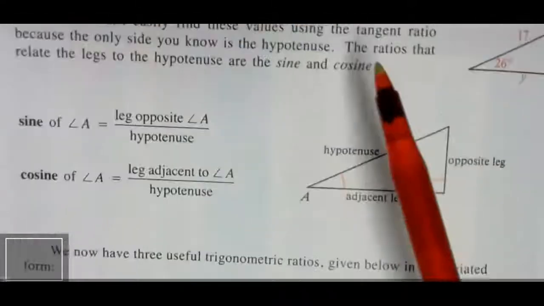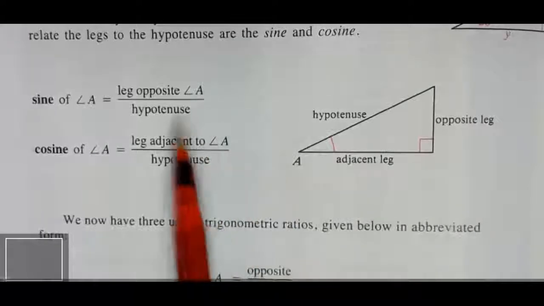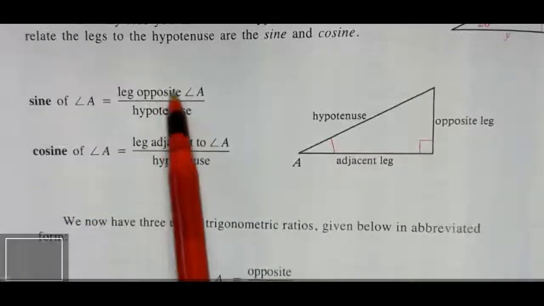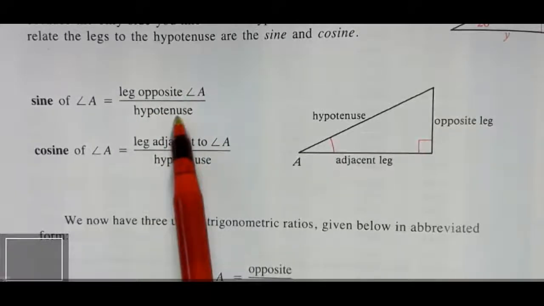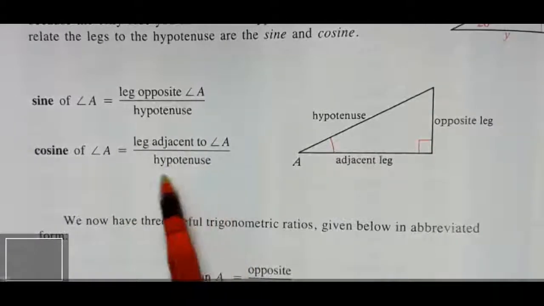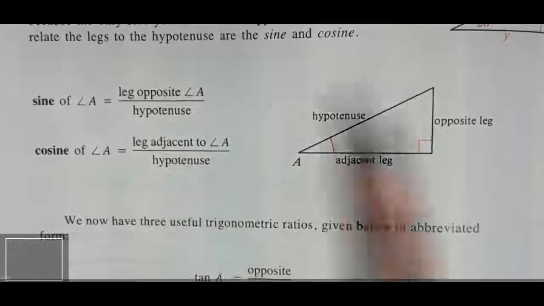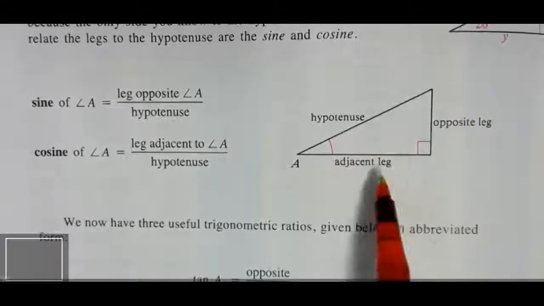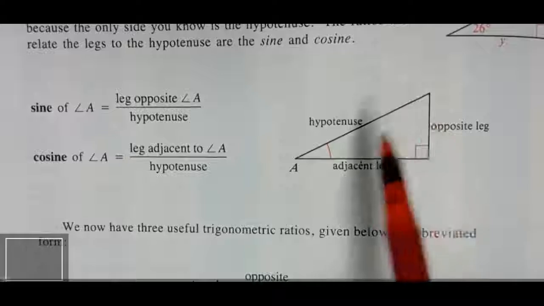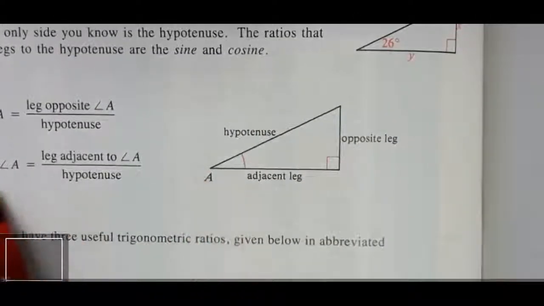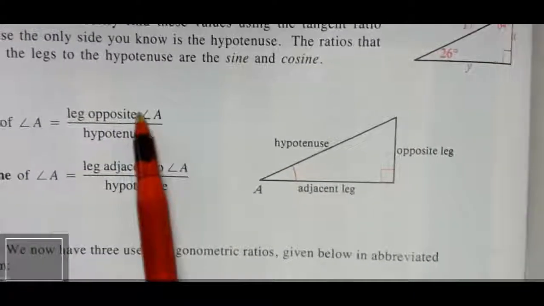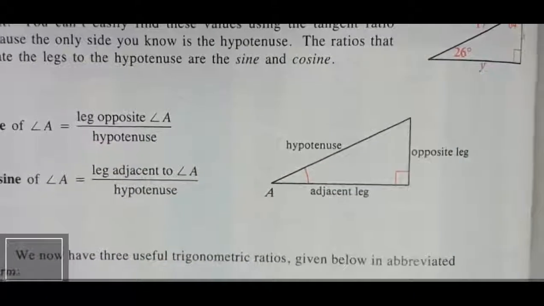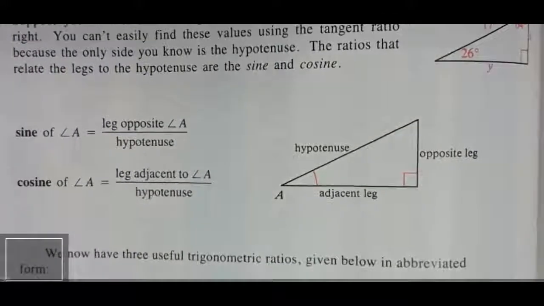Sine is defined as the ratio of the leg opposite of the angle over the hypotenuse. So now hypotenuse comes into play. The sine and cosine use the hypotenuse as their base, as their denominator. Tangent uses the adjacent as its denominator. So cosine is adjacent over hypotenuse. Sine is opposite over hypotenuse. All right, let's go ahead and look at the problem.